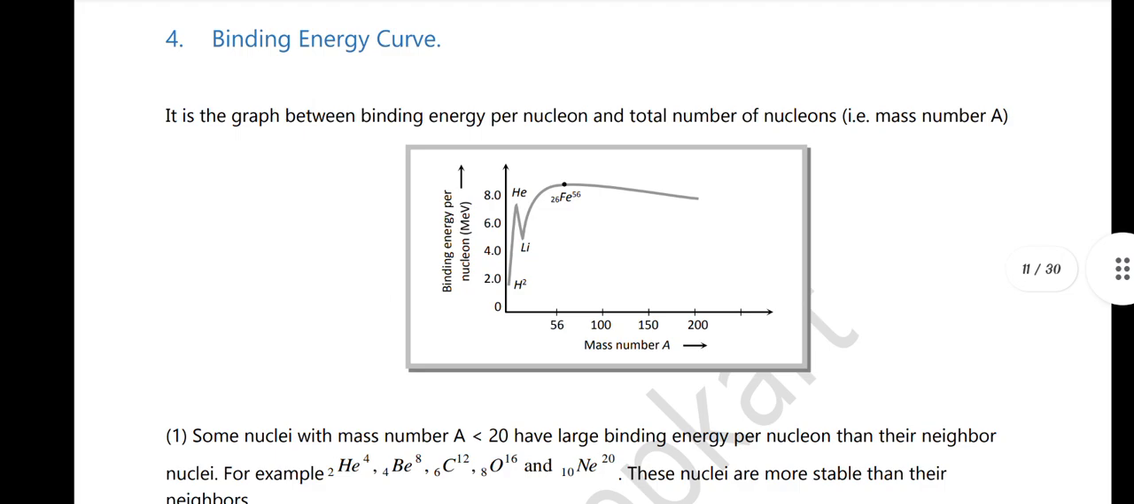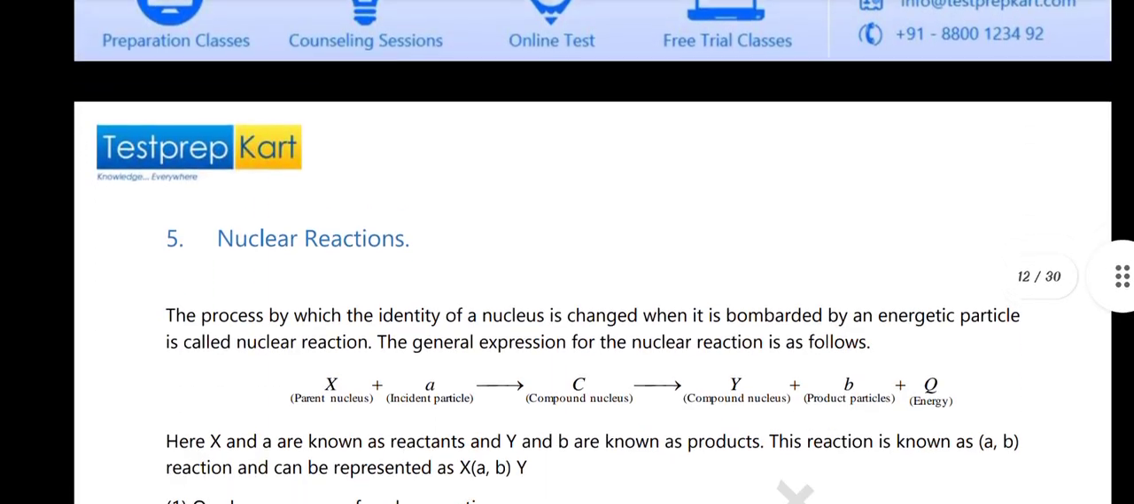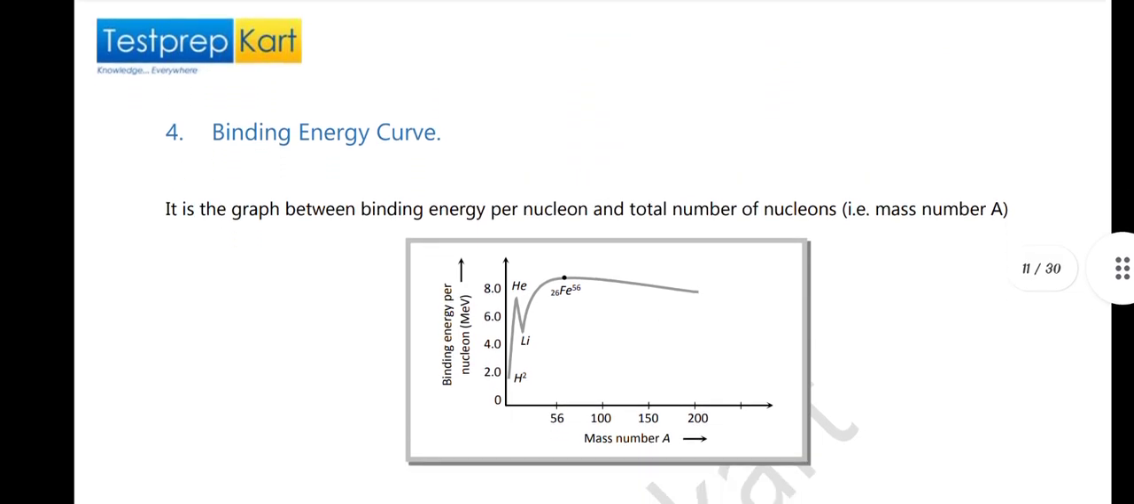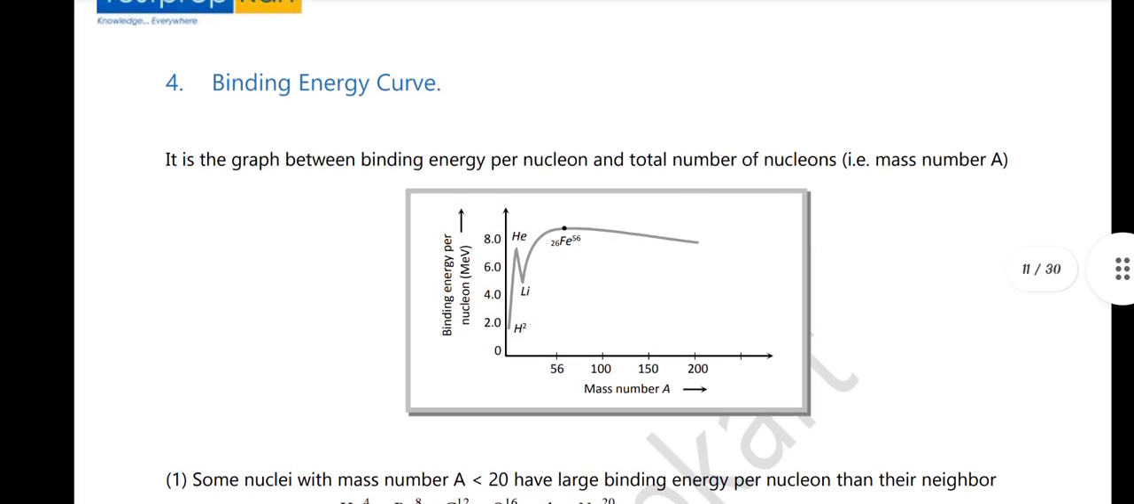After this, the fourth topic that we are going to learn in this nuclear physics chapter is the binding energy curve. I think it's not an important topic, but it is a small topic. Let us finish it off. There's nothing huge in this. So, how is binding energy graphed? It is represented as binding energy per nucleon against the mass number A.